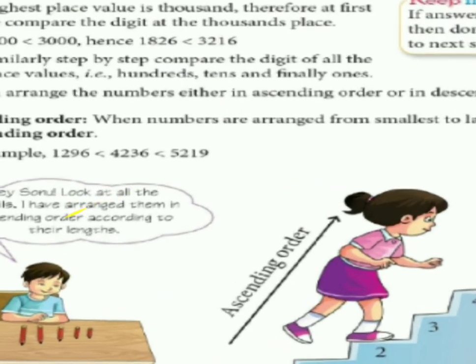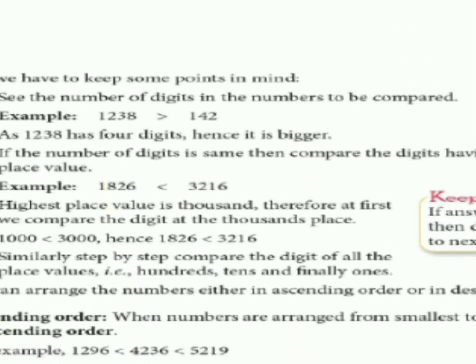As you can see here, look at the number of digits, like 1238 and 142. So as you can understand, 142 is smaller than 1238. If the number of digits is the same, we compare digits having the highest place value.